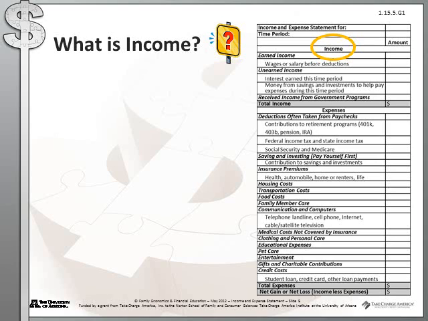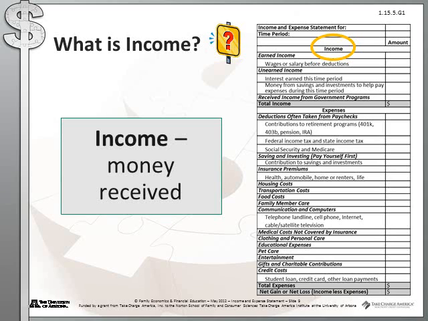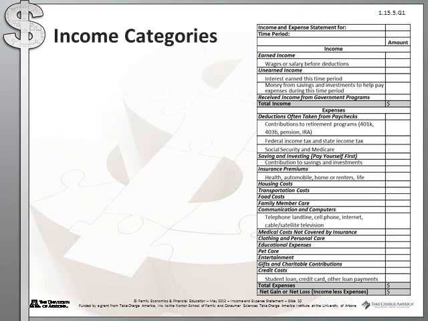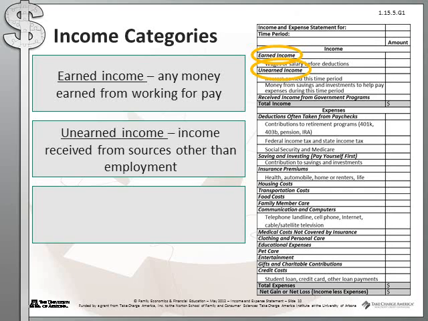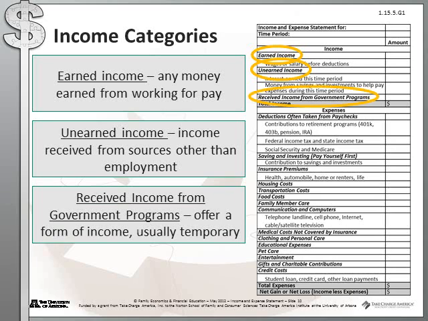Let's start with income. Income is the money that you receive. There are three types of income categories. Earned income is money that we earn from working for pay. Unearned income is income received from sources other than employment. This could include gifts, interest from banking accounts, and scholarships that are used to pay for expenses. You may also be receiving income from government programs to help meet expenses. Some examples might be food stamps, cash assistance, Social Security, or disability pay.